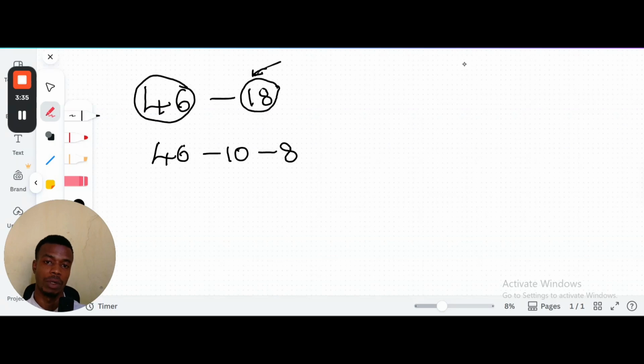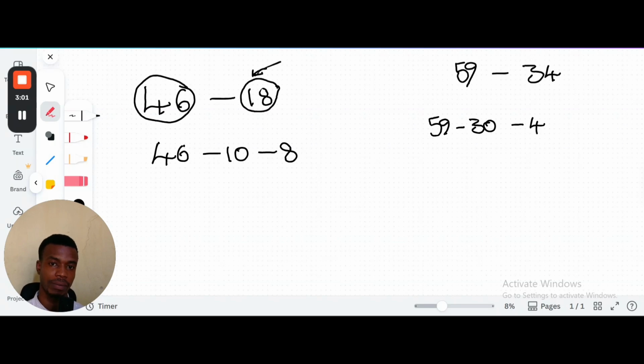As another example, you're having 59 minus 34. Once again, you're not going to break down 59 into 50 and 9 because 50 minus 9 is not 59. So you will not break down 59 into 50 minus 9. However, you will break down minus 34 into minus 30 and minus 4 because minus 30 and minus 4 is the same thing as minus 34. So this will become 59 minus 30 minus 4. Do you understand that? Now let's take it further.